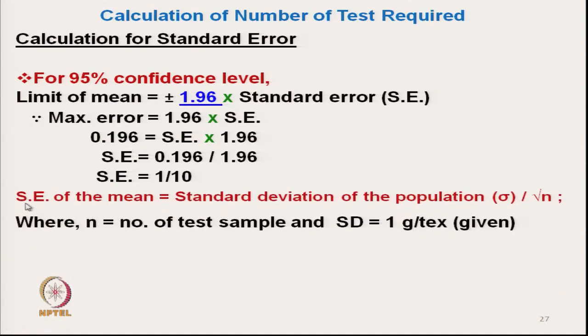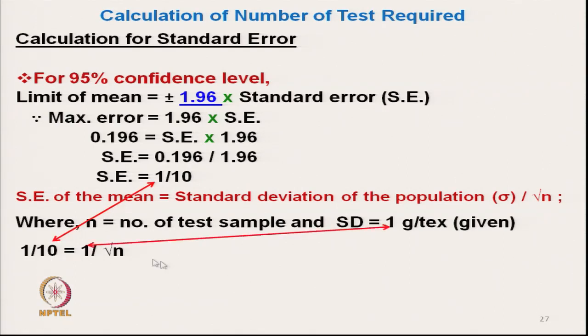So, the formula says that the standard error of the mean equals the population standard deviation divided by the square root of n, where n is the number of samples. The population standard deviation is already given as 1 gram per tex. From there we can calculate the value of n. So, the standard error is 1 by 10.